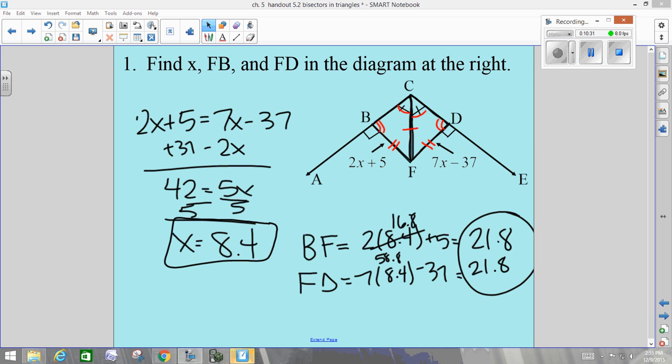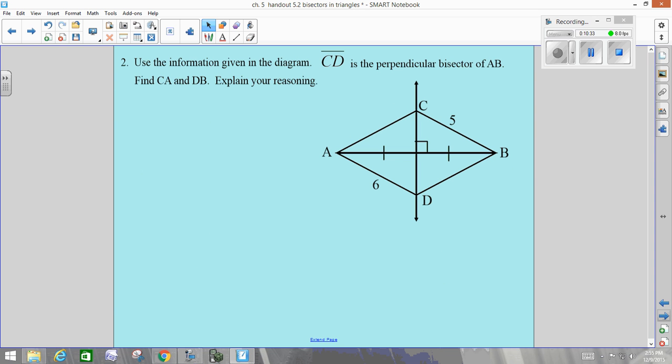All right. Number 2. Use the information given in the diagram. CD is the perpendicular bisector of AB. Find the length of CA and DB and explain your reasoning. Oh, sorry, is that what we were waiting for? Okay, CD is the perpendicular bisector of AB. So that means CD is making the right angle with AB, and CD is cutting AB in half.